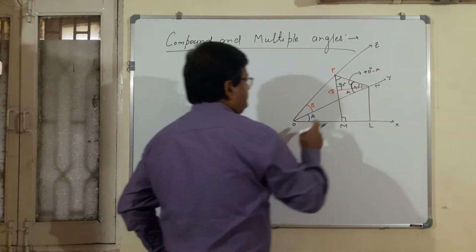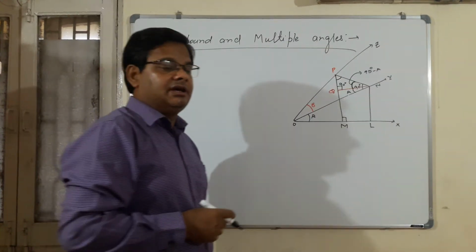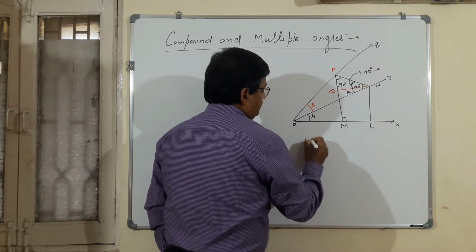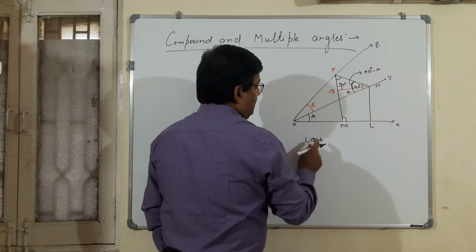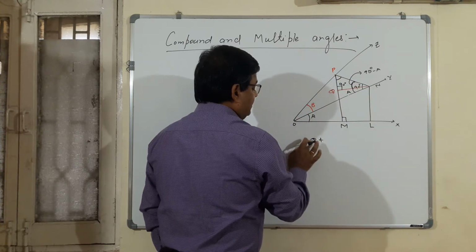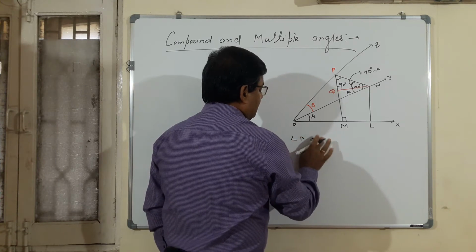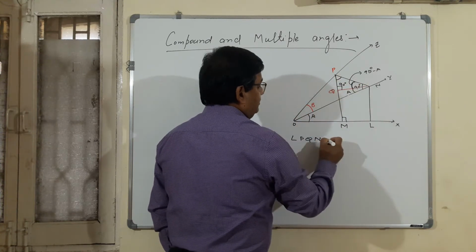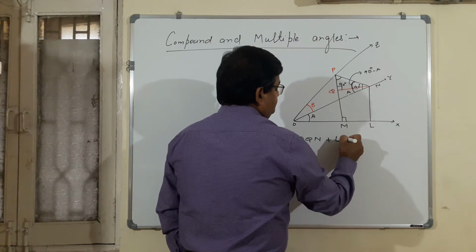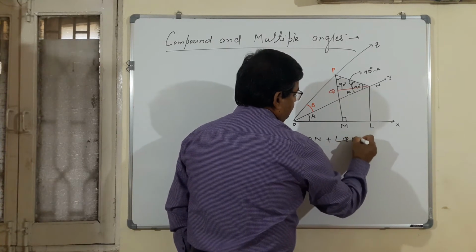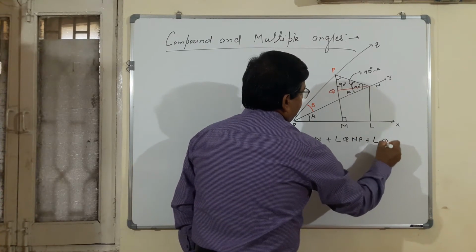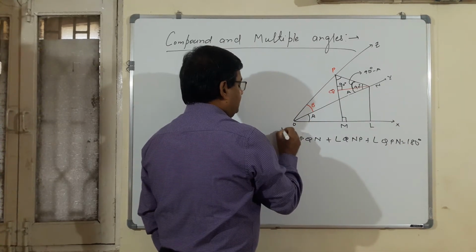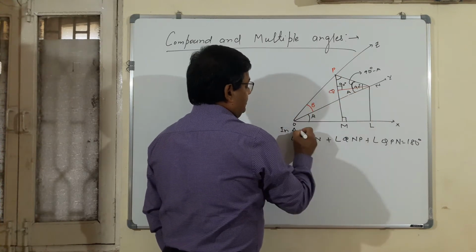So see here, we know that the sum of three angles of a triangle is equal to 180 degrees. So in triangle PQN, angle PQN plus angle QNP plus angle QPN is equal to 180 degrees.